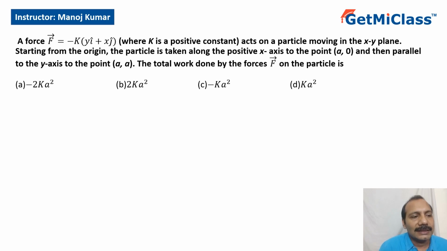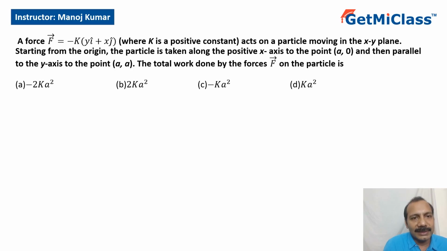This question says a force F equal to minus k (y i plus x j), where k is a positive constant, acts on a particle moving in the xy plane starting from the origin. The particle is taken along the positive x-axis to point (a, 0) and then parallel to the y-axis to point (a, a). The total work done by the force F on the particle is.